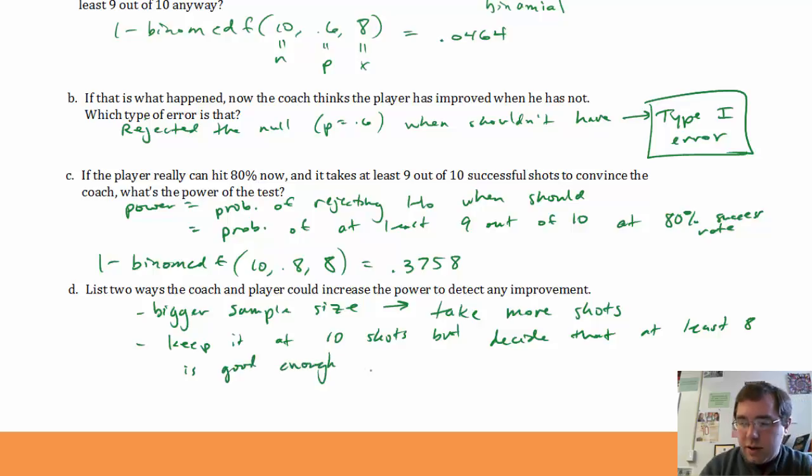What is that really doing? That's really increasing alpha, increasing your significance level. You're saying, I don't need such a small probability in order to be convinced. I'll be convinced by a slightly larger probability of it happening.